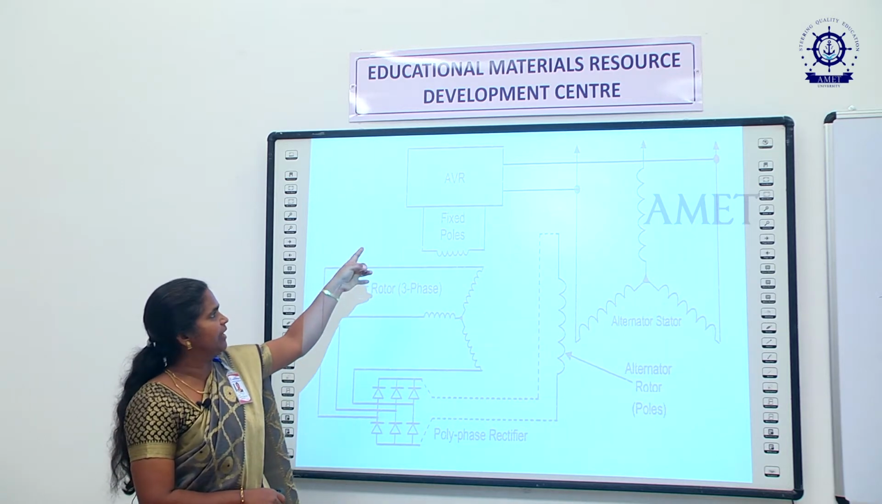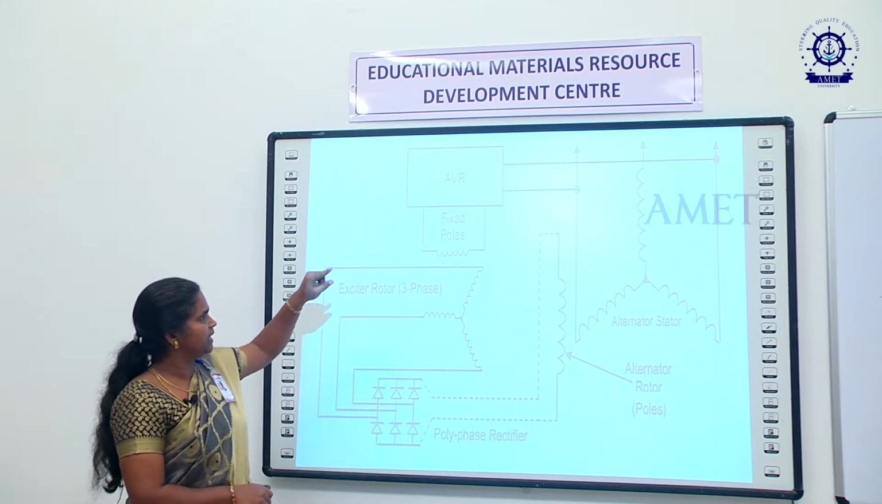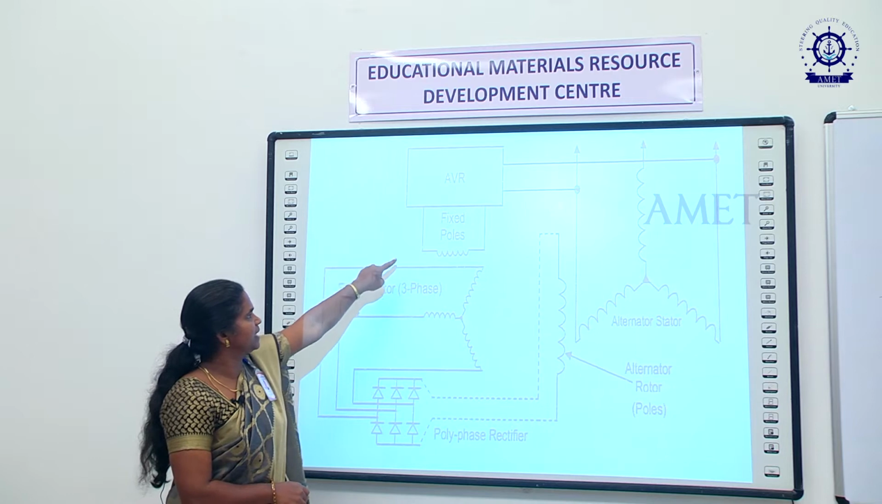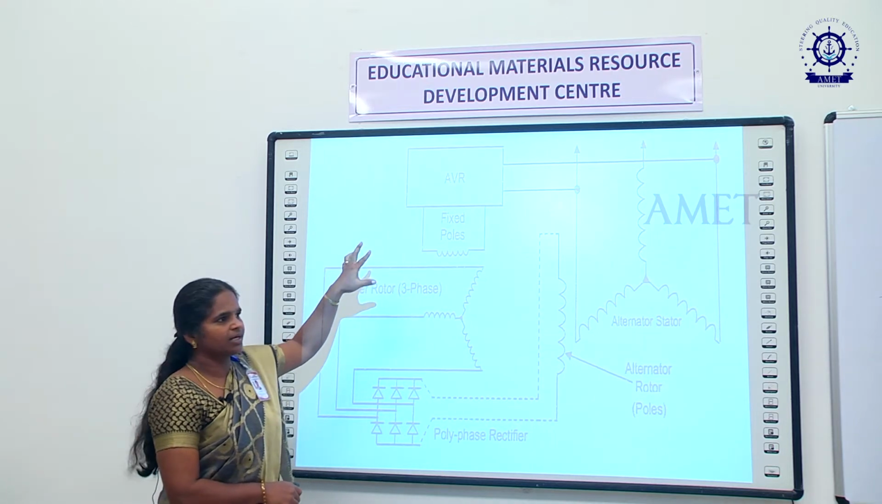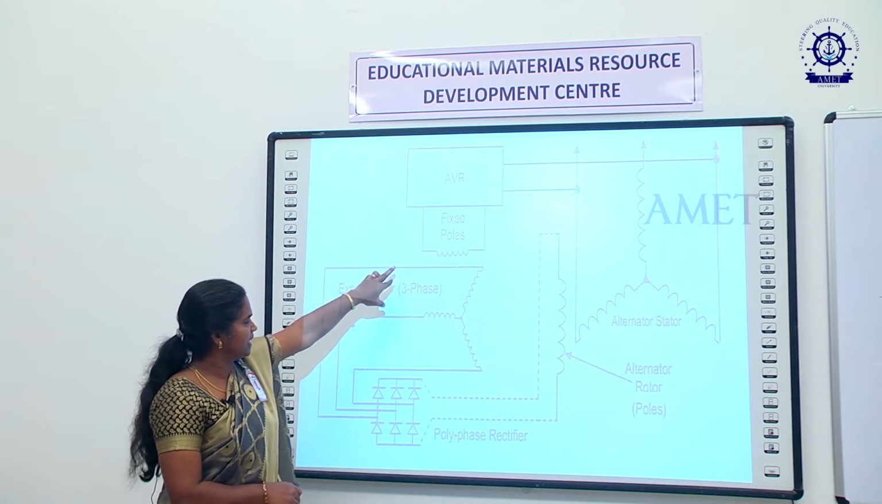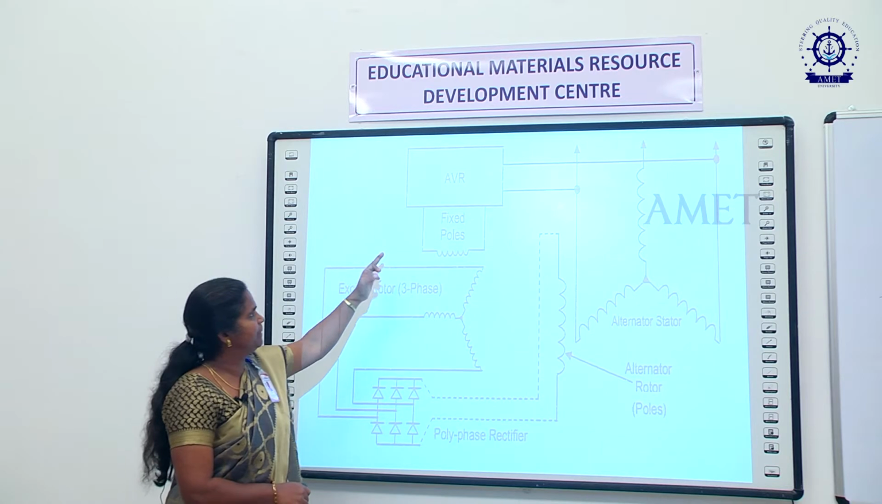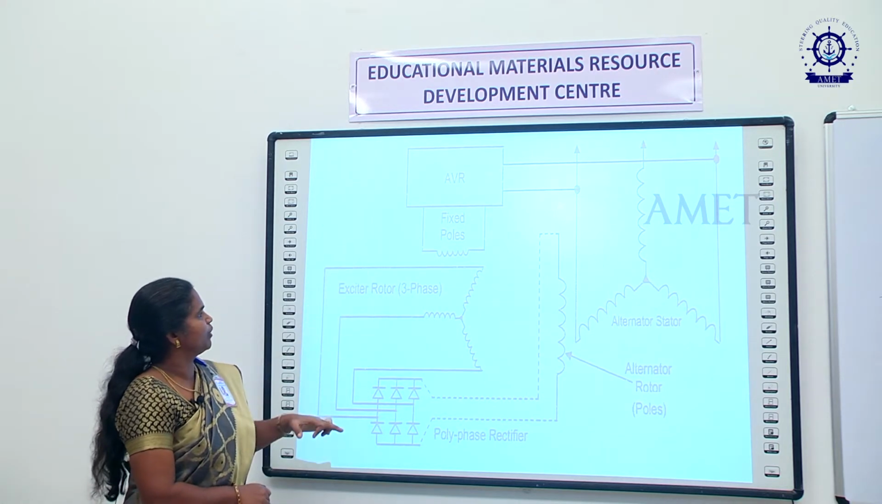With the bus bar, the AVR is connected. The AVR is the automatic voltage regulator, which regulates the AC supply, and it is converted to DC with the help of an IGBT based rectifier. Then it is given to the field poles. So the field poles will be excited with the help of the AVR output.